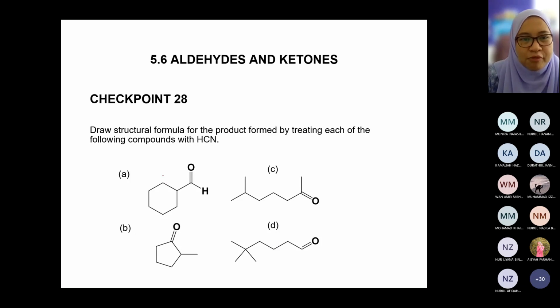Okay, checkpoint. Draw the structural formula for the product formed by treating each of the following compounds with HCN. Maybe we can try it simply, since it only asks for the product, not the mechanism. Let's say A reacts with HCN. So CN will add at the back, and H will join the O. Simple.